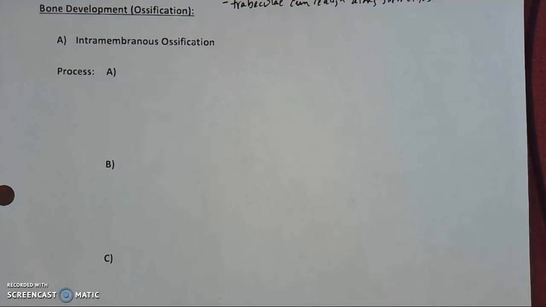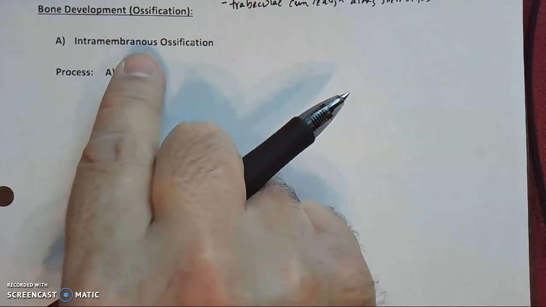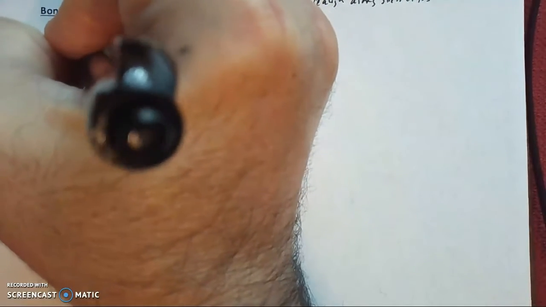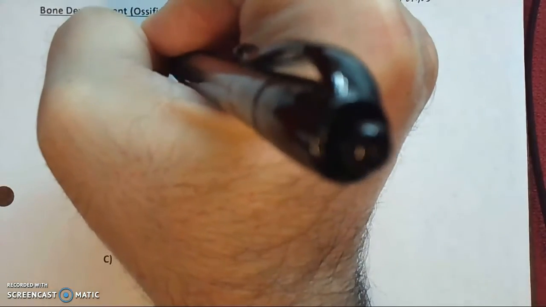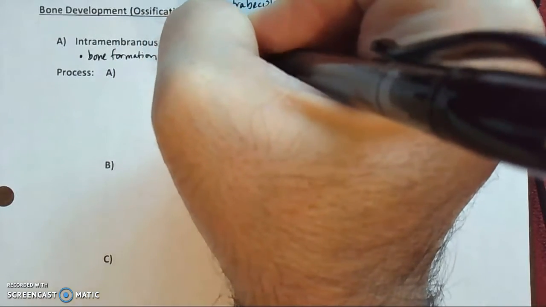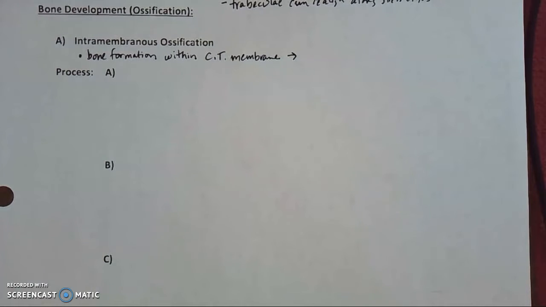So there's actually two different types of ossification, and the first one we're going to talk about is called intramembranous ossification. So intra means within. So this is within a membrane. So this is a process of bone formation within connective tissue membrane. And there are certain bones that form with this process.